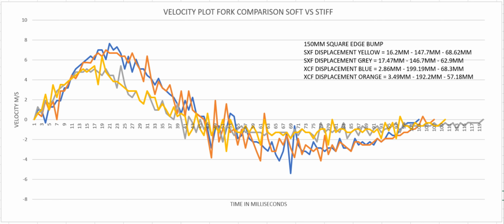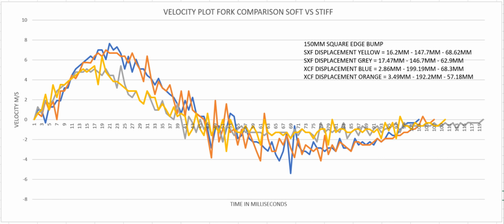Hi guys, I just wanted to take a bit of an opportunity to explain this graph a little bit better. Like I suggested in the last video, we had the same event, the same size bump on the same bike at the same vehicle speed, and we produced these two very different velocity plots. The grey and yellow represent the stiffer fork, and the blue and the orange represent the softer XCF fork.